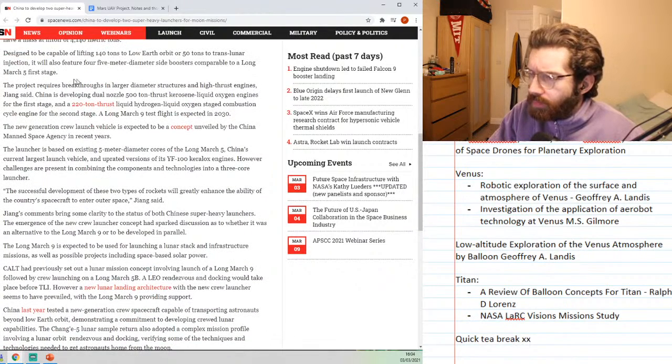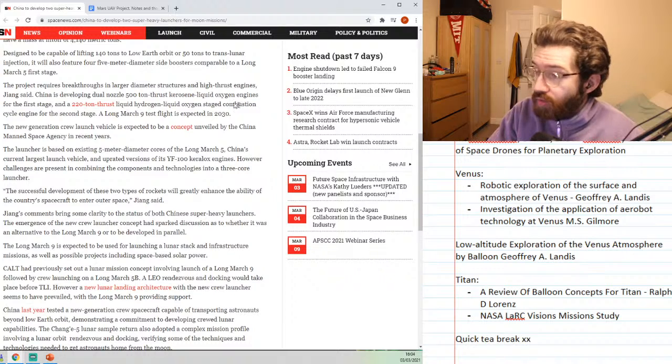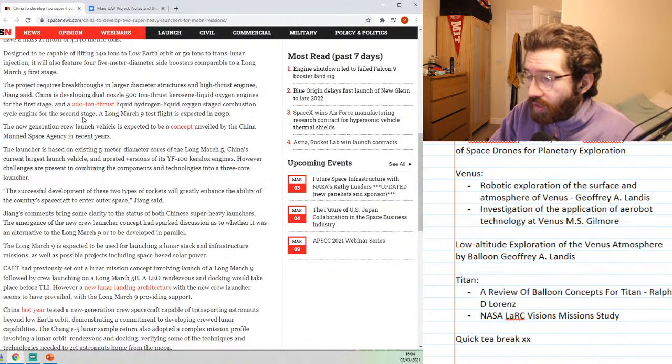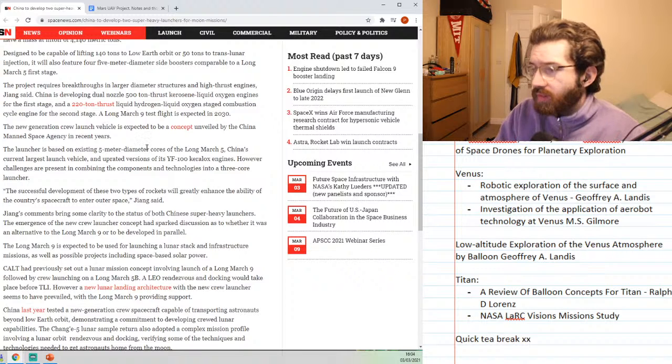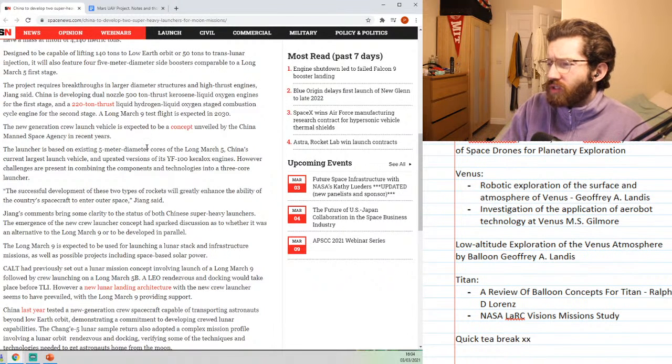What else is going on here? Requires breakthroughs in large diameter structures, high thrust engines, China developing a dual nozzle, 500 ton thrust kerosene liquid oxygen engine, and a 220 ton thrust liquid oxygen stage combustion cycle engine for the second stage. This is no small feat here, to be honest. Expected to launch in 2030.